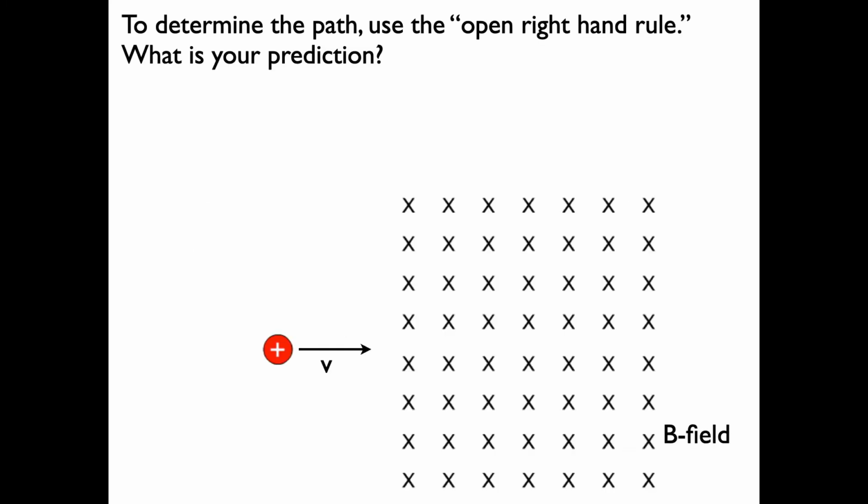Here I have a positively charged particle on the left, and it's moving from left to right, and it's going to enter a region on the screen where there's a magnetic field going into the screen. So the charged particle is in the plane of the screen, and the magnetic field is perpendicular to the screen, so they're moving perpendicular to each other.